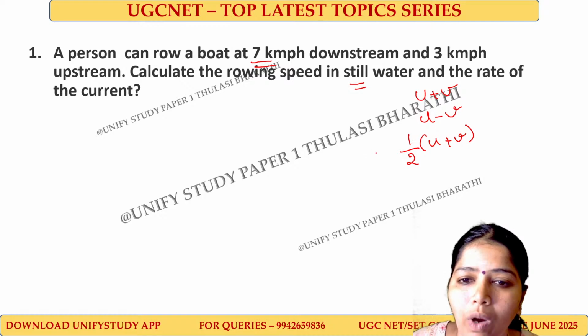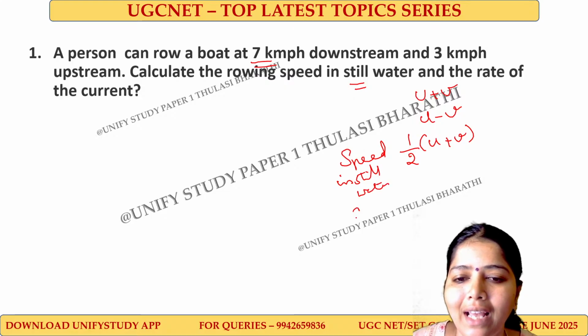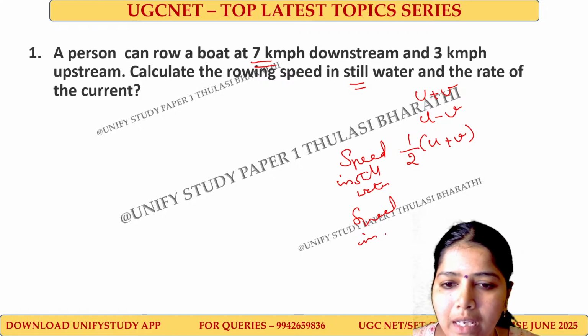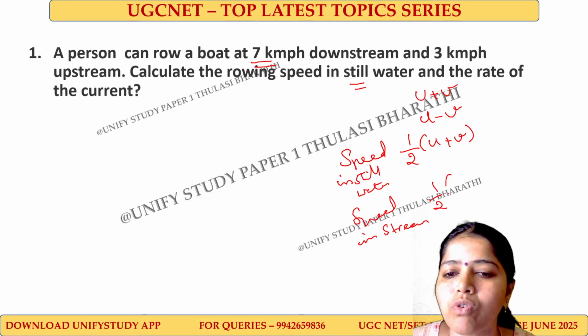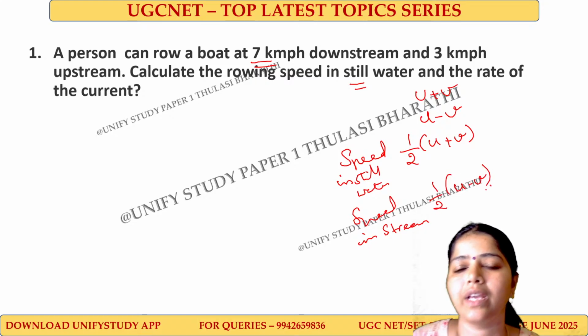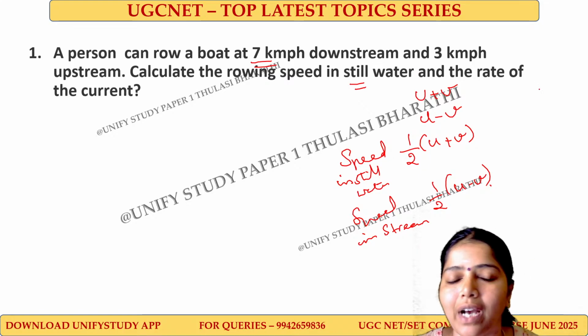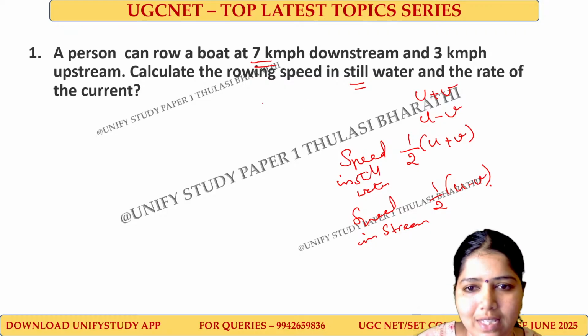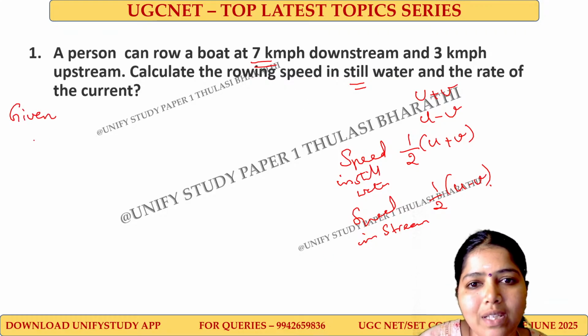This is speed in still water, and the next is speed of the stream, that is 1 by 2 (u minus v). Now tell me the rowing speed in still water and the rate of the current. Waiting for your answers. I have given the formulas. What has been given here? What has been given?